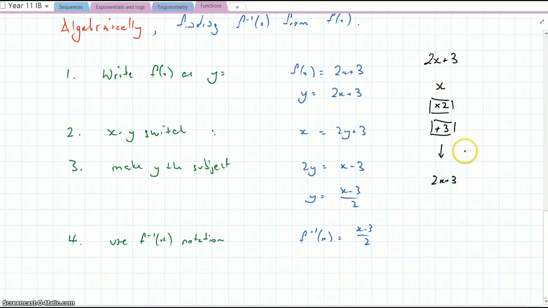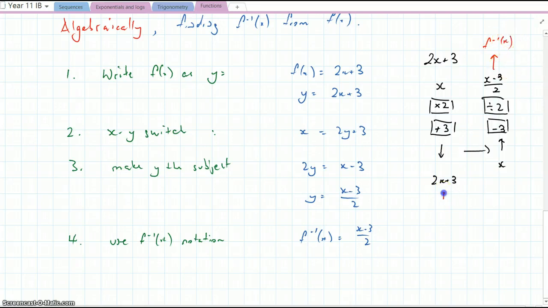Now if we go in the opposite order and do the opposite, we would subtract 3 first and then we'd divide by 2. That would be the opposite. So if you start down here with x and you subtract 3 and divide by 2, then our inverse function looks like that. That there is our inverse function of x going up that way, and this is our function of x.